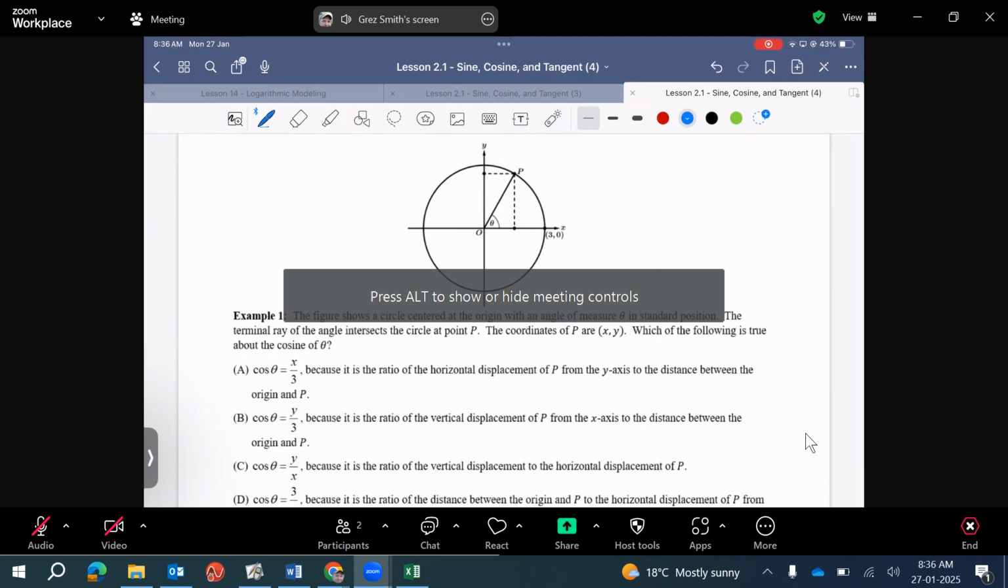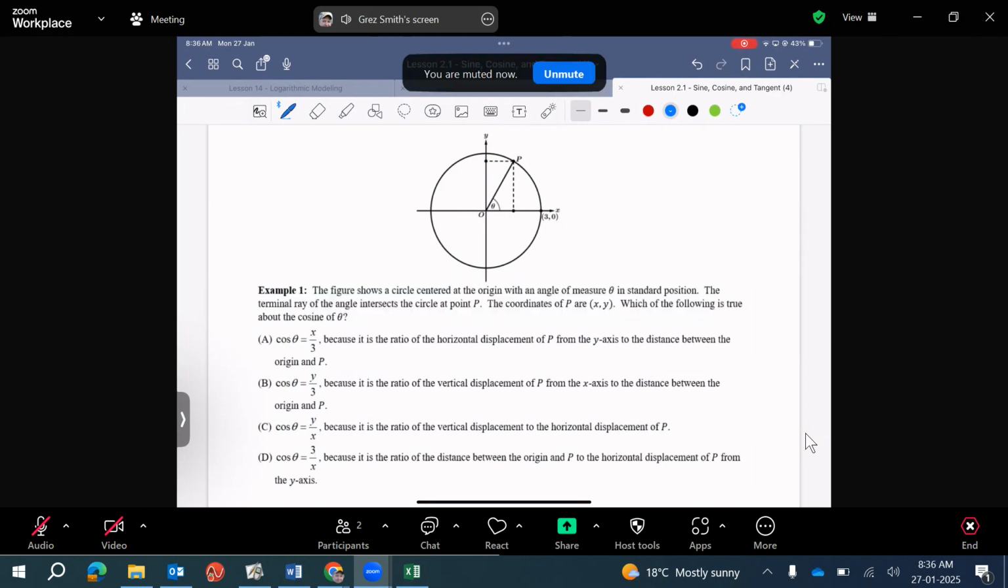Okay, so let's have a look at some questions now. In example 1, the figure shows a circle centered at the origin with an angle of measure theta in standard position. The terminal ray of the angle intersects the circle at point P. The coordinates of P are x, y. Which of the following is true about the cosine of theta?